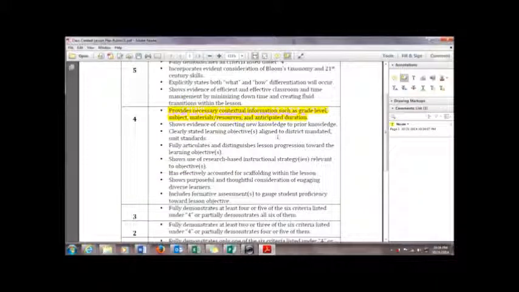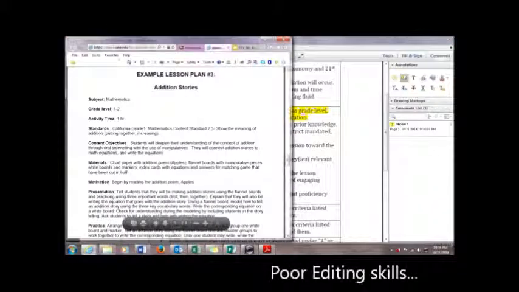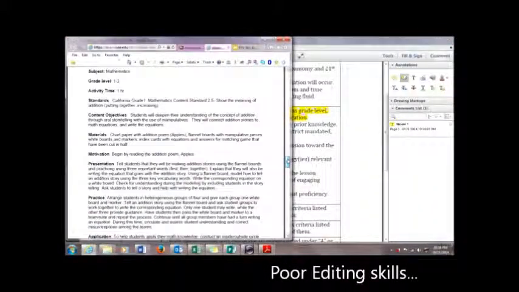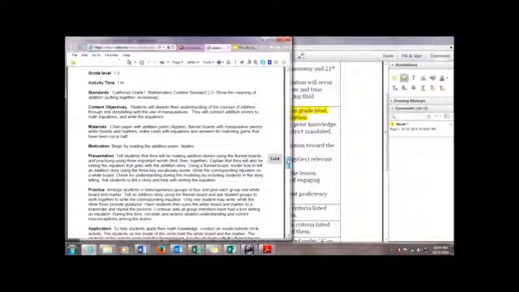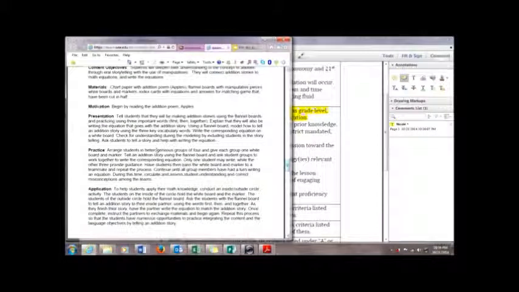connecting new knowledge to prior knowledge. Now, upon looking at this, I do not see anything where it connects previous knowledge to current knowledge. He talks in this presentation section about teaching the students following reading a poem about how to use the flannel boards to organize the stories, and then just kind of straight goes into what he's teaching.